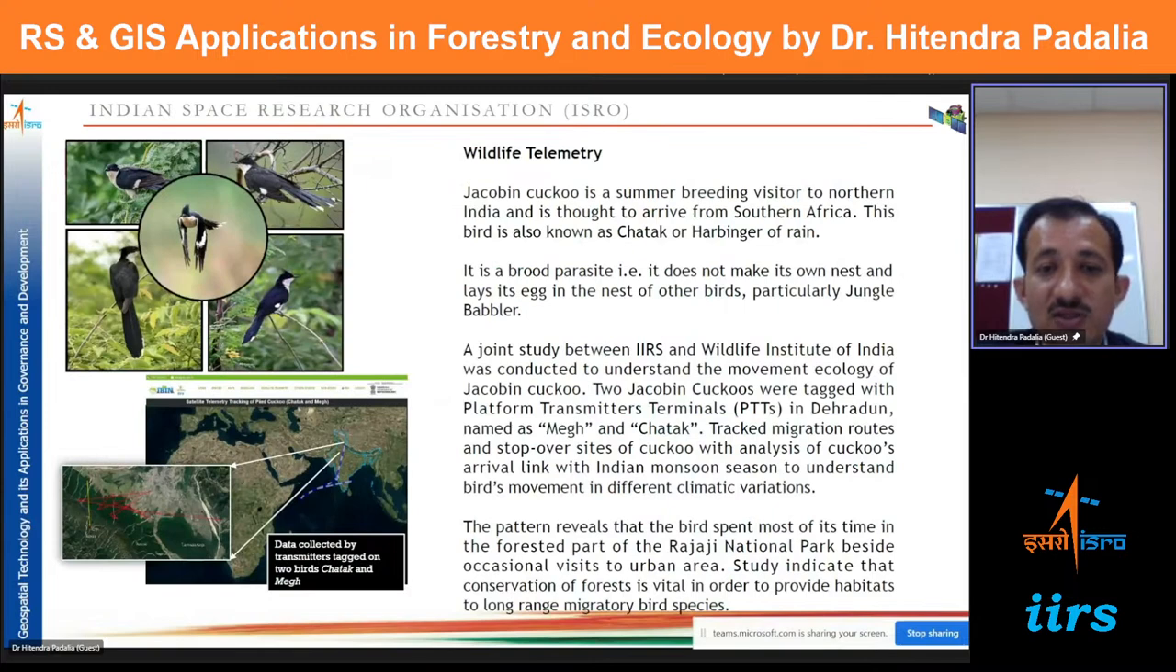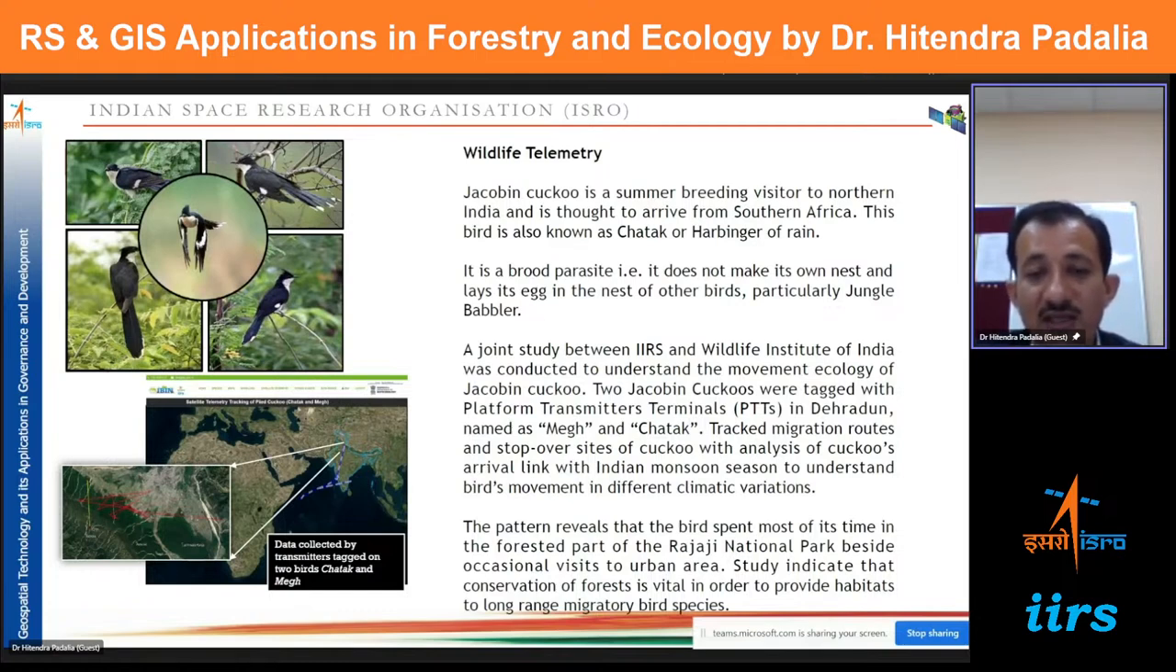Then this is the study, which again, one example I am showing, is a satellite telemetry study. Satellite telemetry is a very interesting technique, because here you have to fix a tag, or a collar, called a collar or transmitter, on the particular animal species. Like here, in this case it is fixed on a bird called the Jacobin cuckoo, which comes from South Africa to India, and this comes to Dehradun. Actually, up to Dehradun it has come, and we put this transmitter, called a PTT, platform transmitter terminal, on these two individuals which arrived in July 2020 in Dehradun.